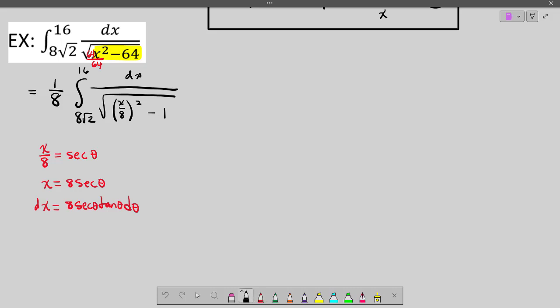So we will have 1/8 out in front. We are changing to theta, so we're going to use some placeholder limits. We don't want to convert to theta right now. The numerator is the dx, which is 8 secant theta tangent theta. Down inside the root, we're going to have secant squared minus 1, and then a d theta. And that's our setup. We've now converted over to thetas.